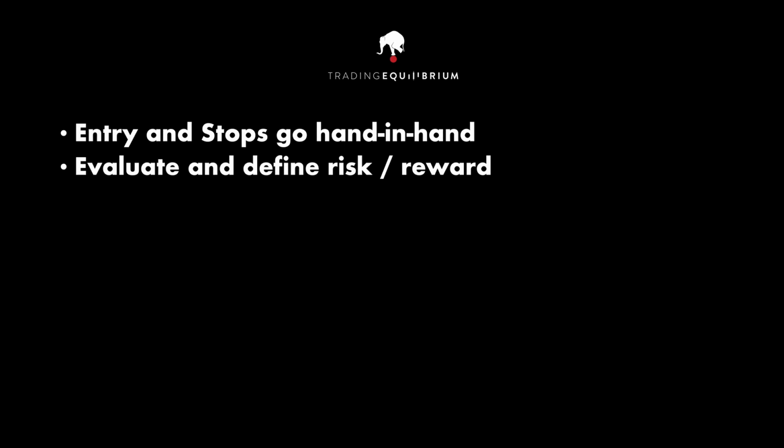Wider stops equals smaller position sizing, less favorable risk reward. Tighter stops equal larger position sizing and more favorable risk reward, but a higher chance of being stopped out. This is always the balancing act you're facing when determining entries and stops.